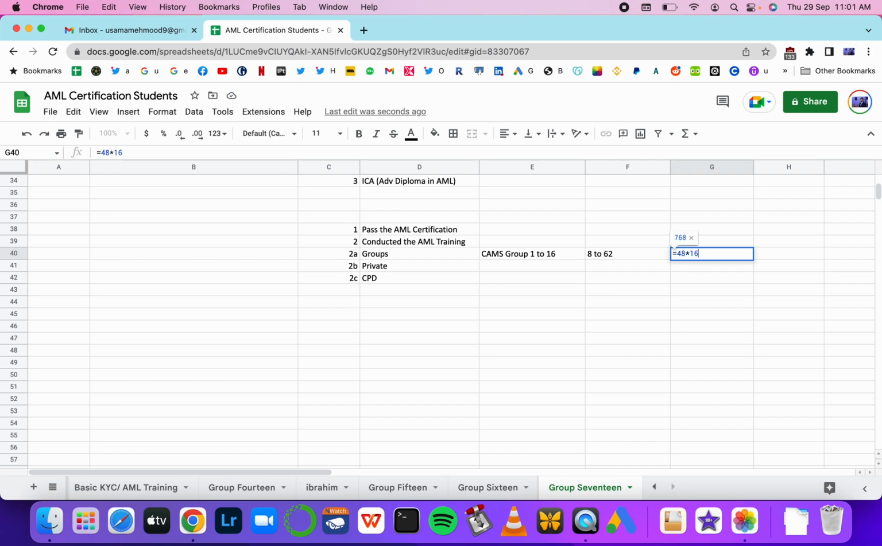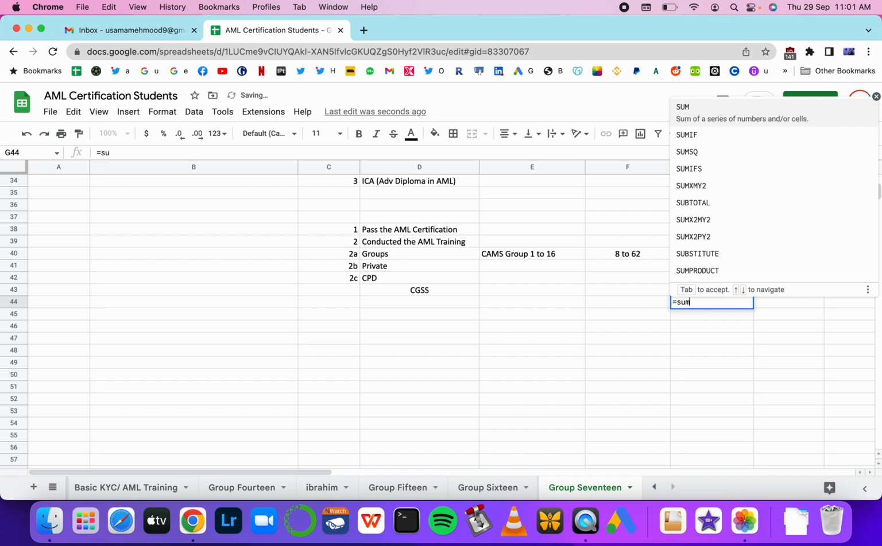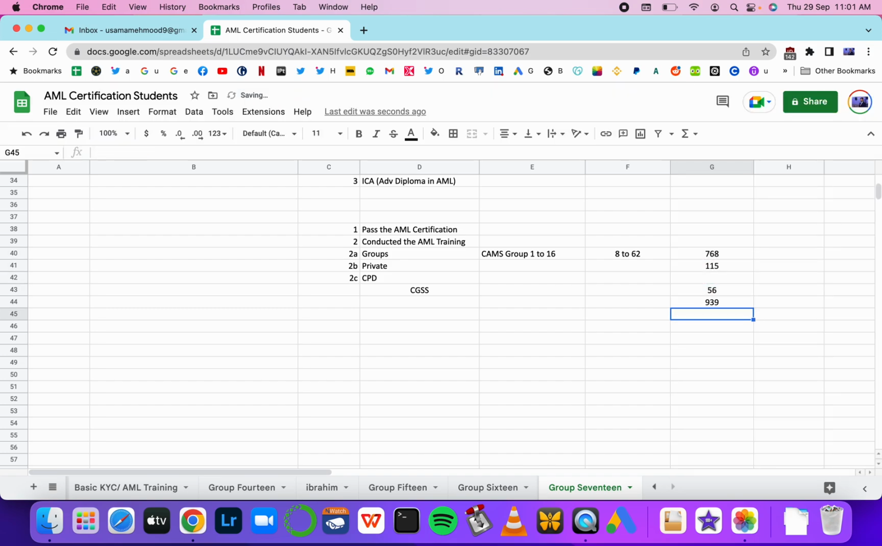On average so far, the 16 groups that have started had 48 or 49 participants each. So if we multiply by 16, that's 768 people, and I have trained around 115 people from different countries individually. So it's around 883 participants for CAMS. I've also trained over 57 or 58 for CGSS, so let's go with 56, to be a bit pessimistic. I just want to give you stats. Let's sum it up, and that's over 900 people. Let's just round it off to 900 people.